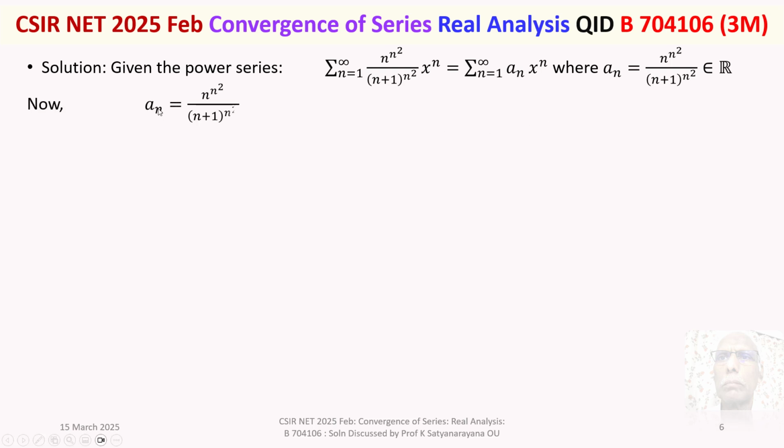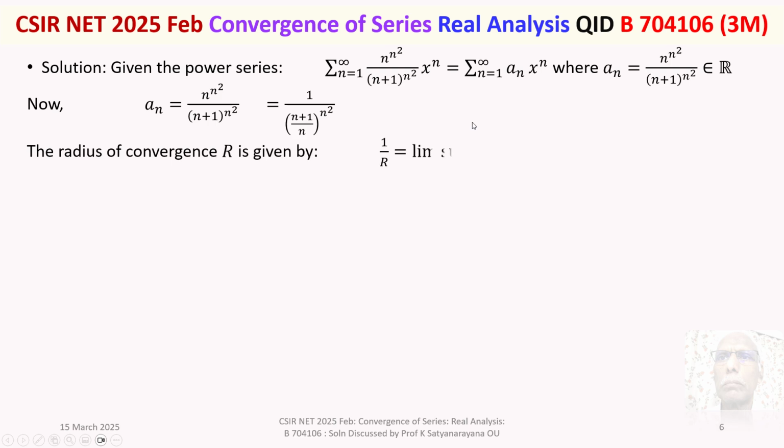Now, a n is equal to this one. This can be written as (1 by (n plus 1 by n)) whole to the power of n squared. Let us recall Hadamard's formula for the radius of convergence capital R. It is given by 1 by R equals limit superior of mod a n to the power of 1 by n as n tends to infinity. This is the famous Hadamard's formula for the radius of convergence capital R.